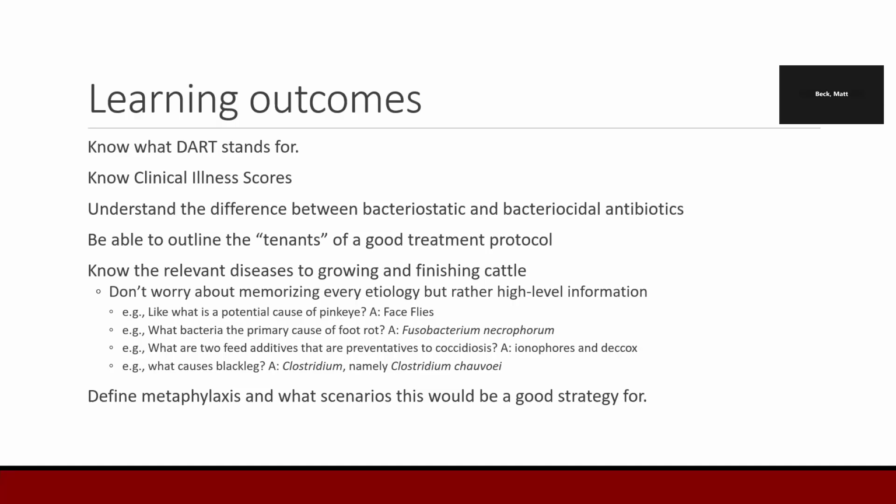I don't want you to memorize every etiology, okay? But I want you guys to understand the overall, like how the illness occurs. So, for example, Clostridium, they infect the animal, they go to their predilection site, don't even need to know what predilection site is specific for each of the different Clostridia, but there they replicate and they cause their subsequent problems, right? So if I ask you, for example, what is a potential cause of pink eye, right? You'll be able to say face flies, okay? What bacteria is primarily the cause for foot rot? Okay, so it's that Fusobacterium necrophorum. What are 2 feed additives that we can feed to prevent coccidiosis? Right, ionophores and decox. Okay, I want you to be able to define what metaphylaxis is and be able to give the scenario where we want to give metaphylaxis treatment. So these are the things we're going to cover today.